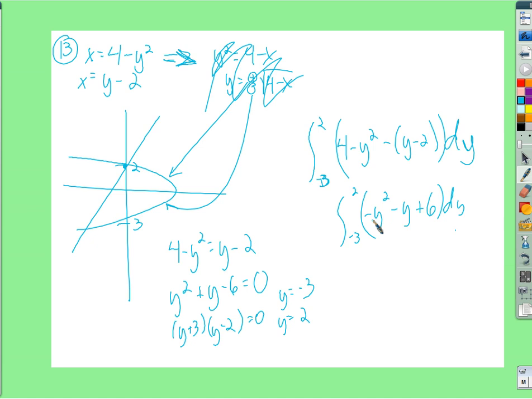So the antiderivative of negative y squared is negative 1 third y cubed, minus 2y... minus 1 squared plus 6y. And we do that from negative 3 to 2.